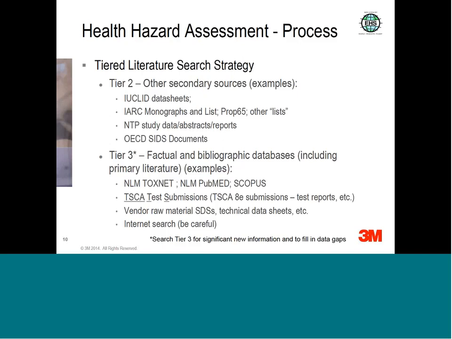And the asterisk means that we search Tier 3 for significant new information and to fill in data gaps, because updating happens, but it doesn't happen immediately, versus a new published paper comes out or so on that we could use.